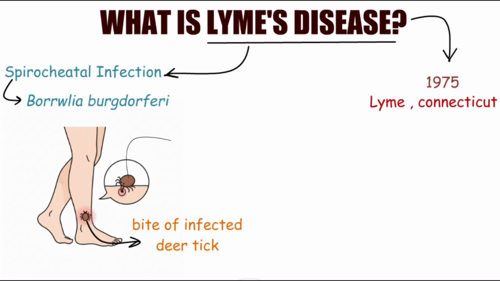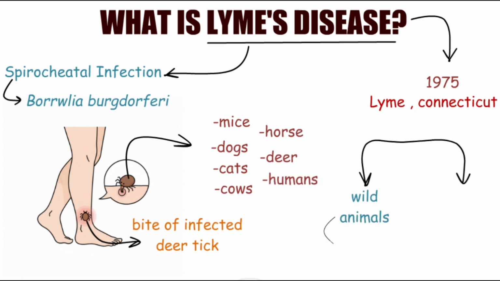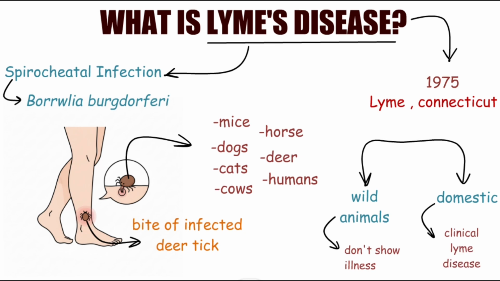The tick usually feeds on animals such as mice, dogs, cats, cows, horses, deer, and even humans. Interestingly, wild animals don't show the illness, but domestic animals can develop clinical Lyme disease. The peak season for human infection is during the summer months.